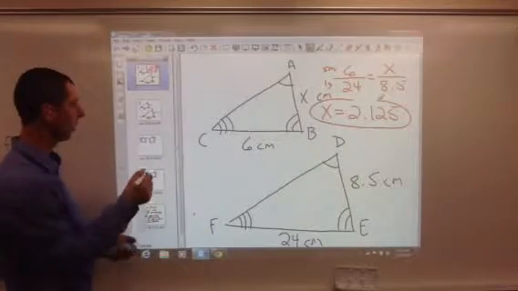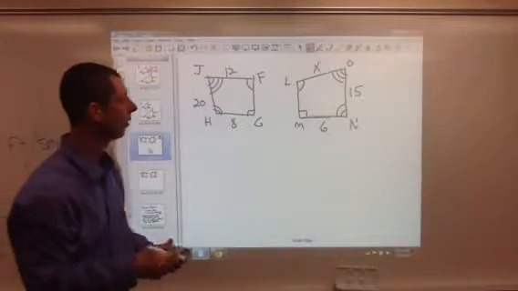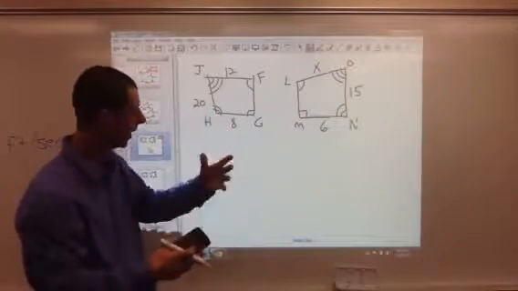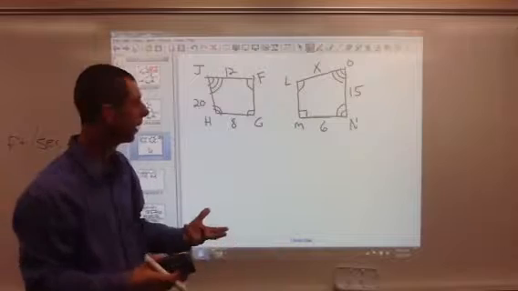Okay, let's look at one more. Okay, here is another one. All right, now this is one where it's flipped. Okay, this is a little more challenging problem.